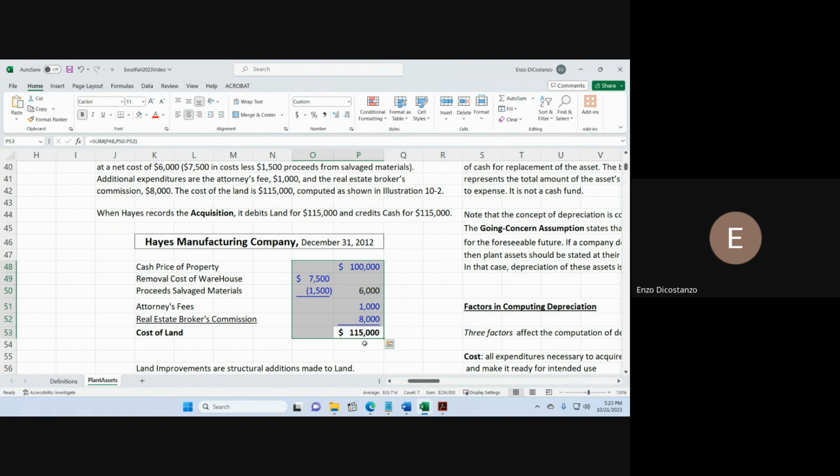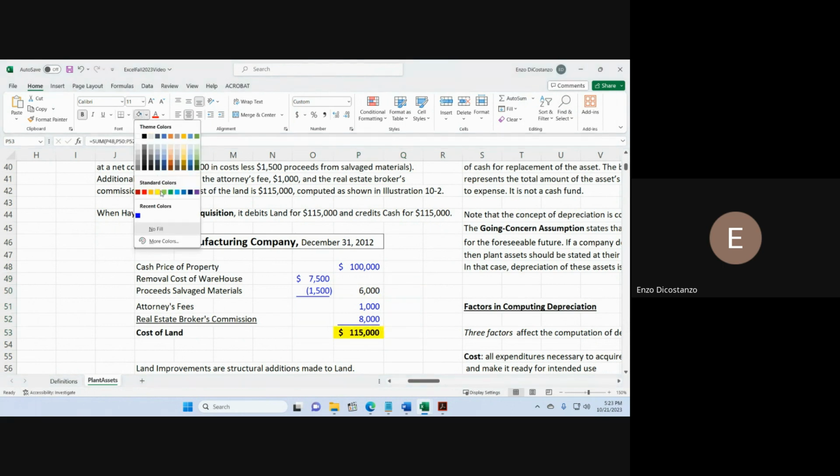Okay, so it's not 100,000, right? The cost recorded for the land includes the commissions, attorney fees, and the net of anything you're salvaging. So it's about $15,000 more. Okay, that's your answer. All right, that's your answer.